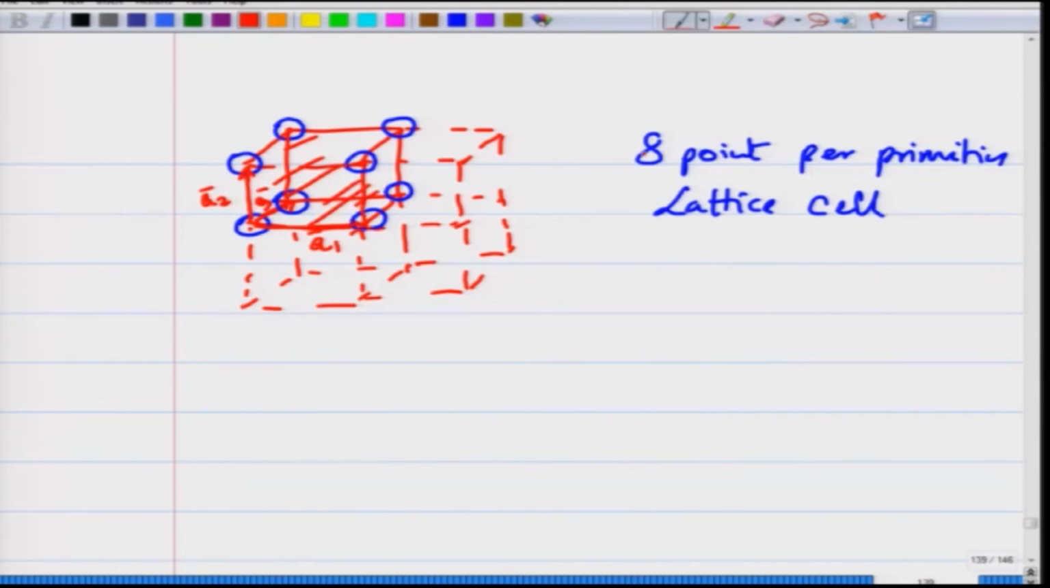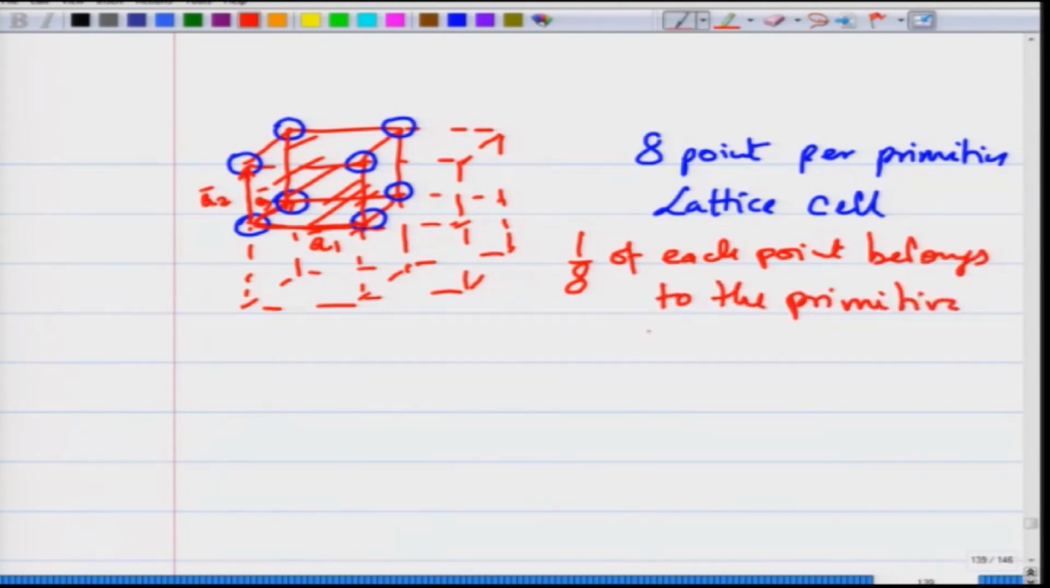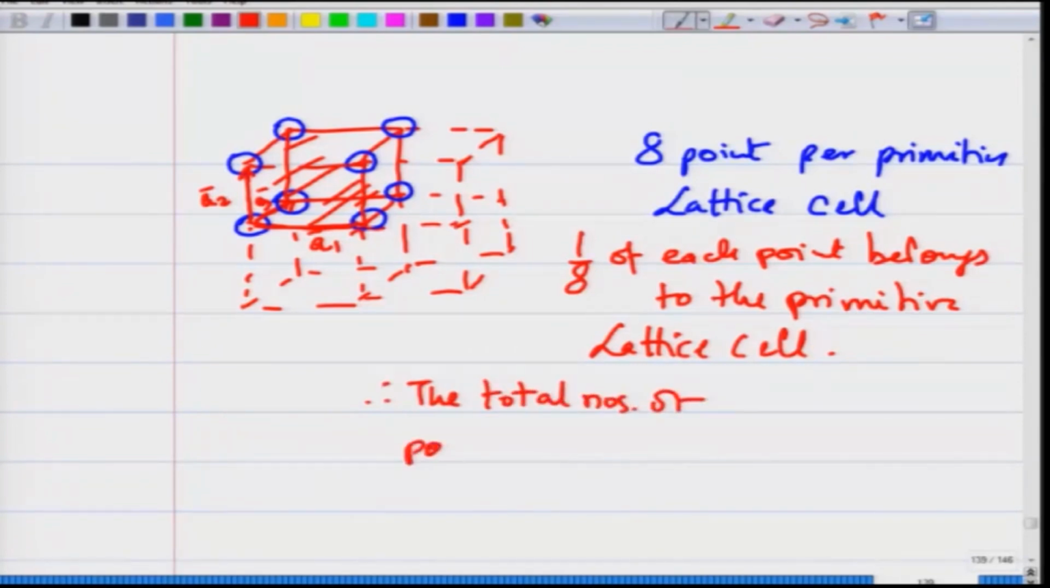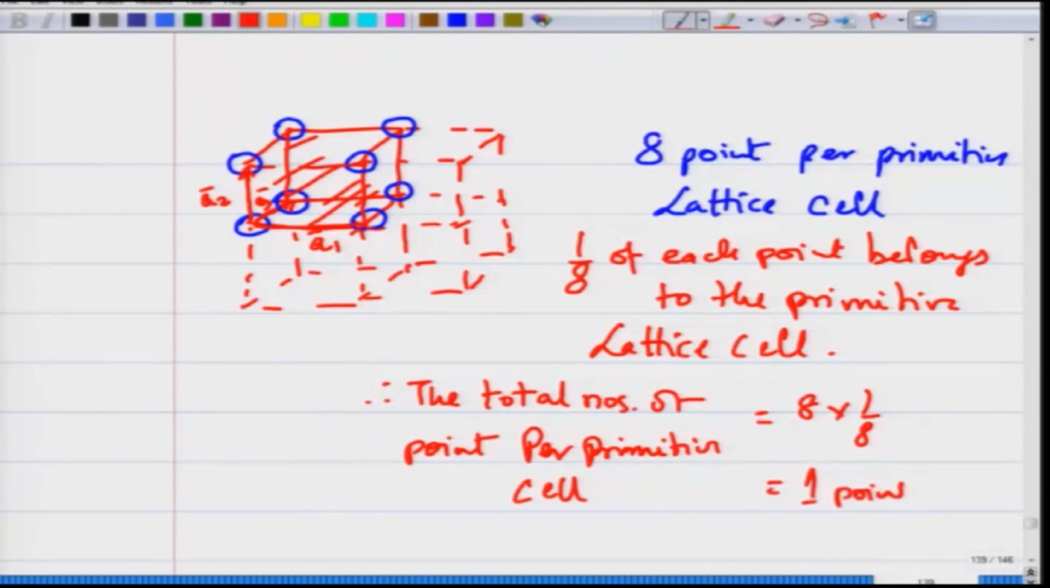And there are 8 such points associated on each vertex of the cube, but only 1/8 of each point belongs to the primitive lattice cell. Therefore, the total number of points per primitive cell is 8 into 1/8, which is nothing else but 1 point per cell, and this gives you again 1 point per cell.